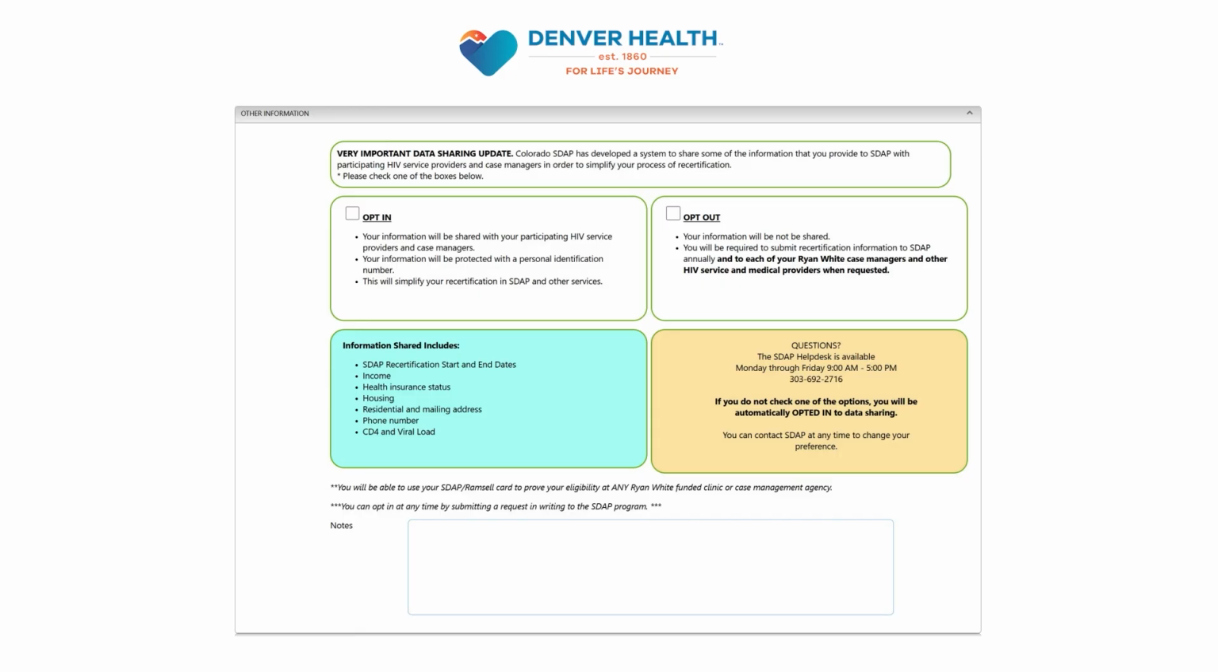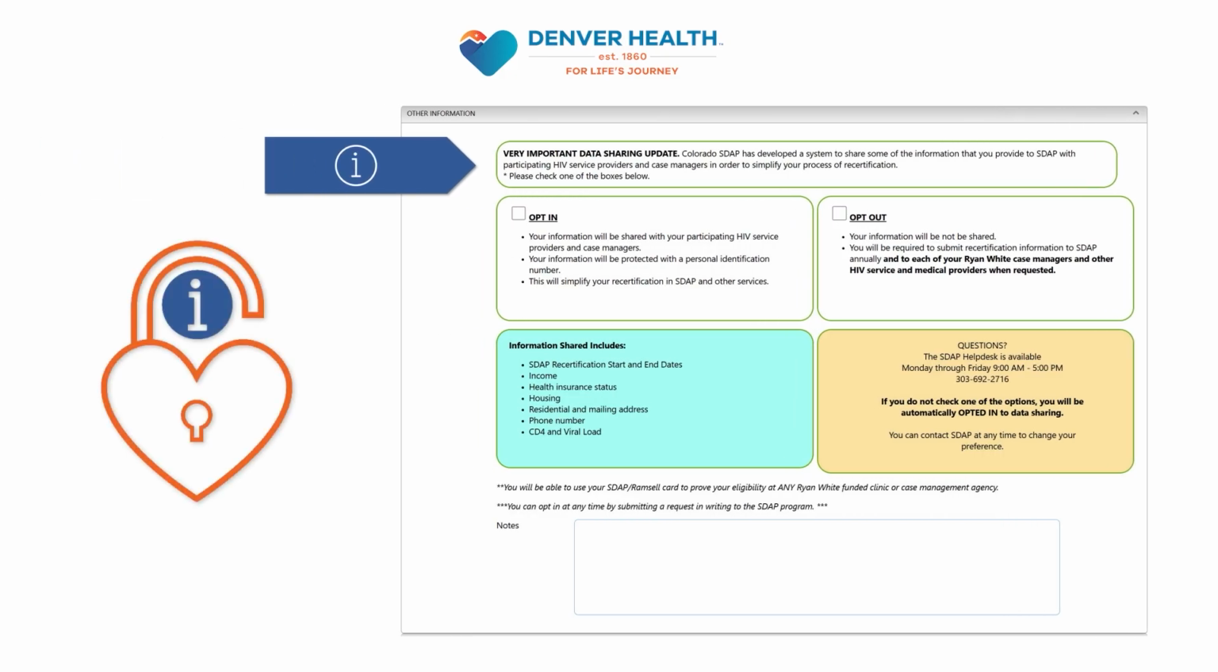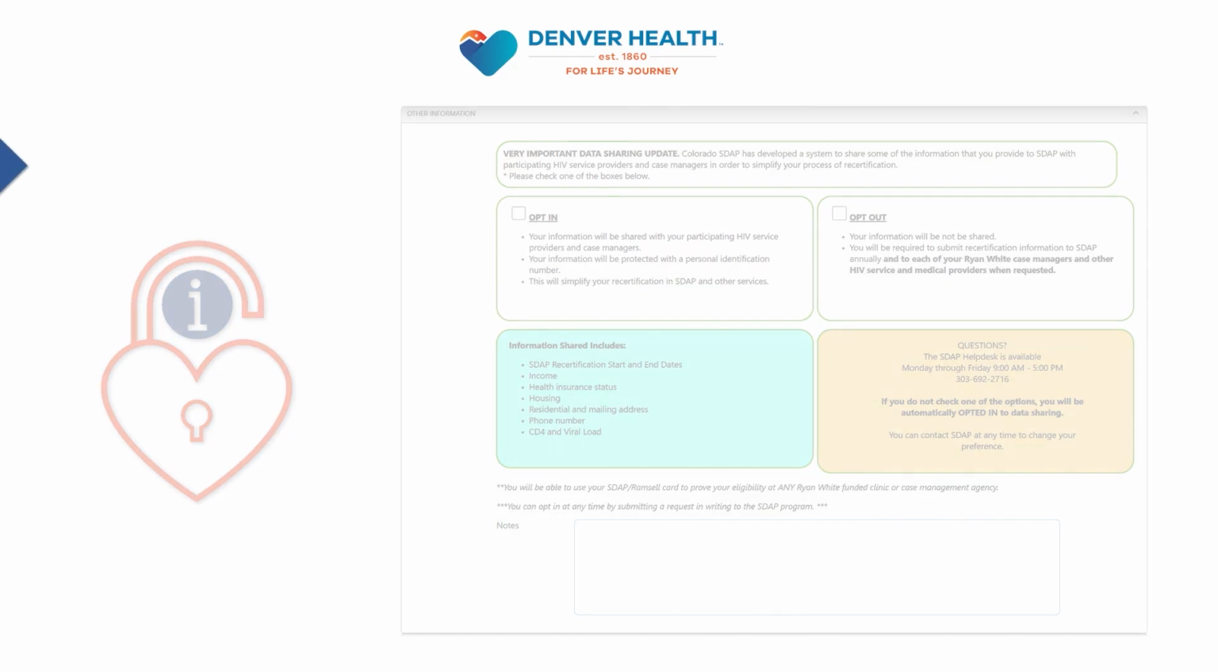In this section, you will be asked if you want to opt in or opt out of data sharing. Opting into data sharing allows other agencies serving patients living with HIV to see that you are eligible for other services without having you submit eligibility paperwork again. Choose Opt in or Opt out, then hit Save and Continue.